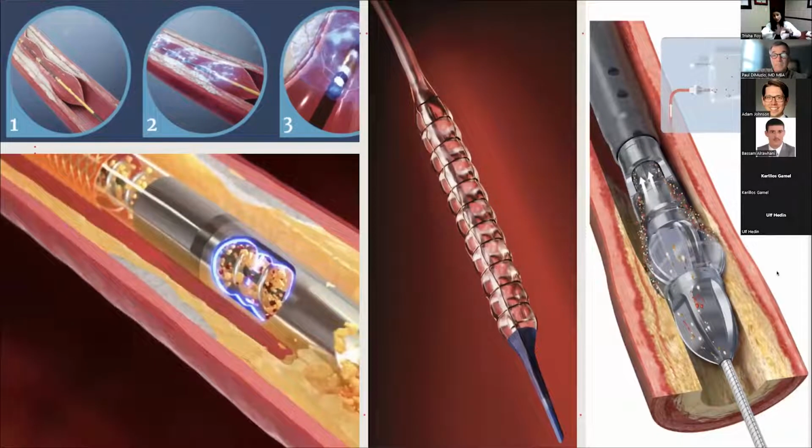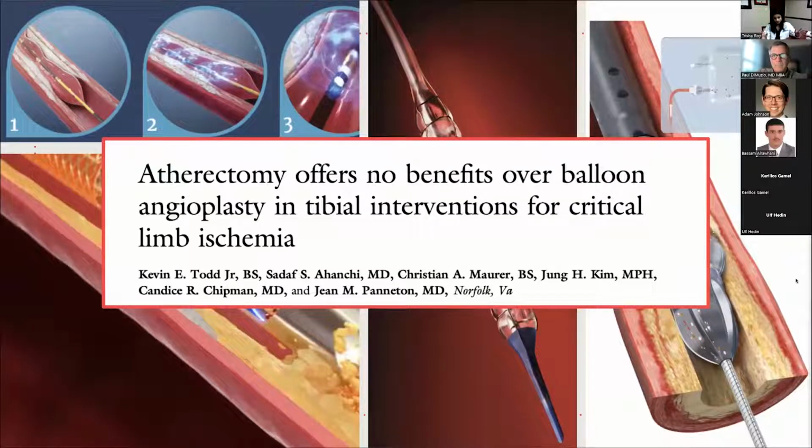So a whole host of devices have come out for vessel prep, okay, and the goal of all of these are to either break out the calcium or core out the calcium so that the vessel wall is more compliant, such that when you do your ballooning, you don't have that same amount of barotrauma. You can do low pressure inflations, and the vessel is much more compliant. None of these have shown benefit.